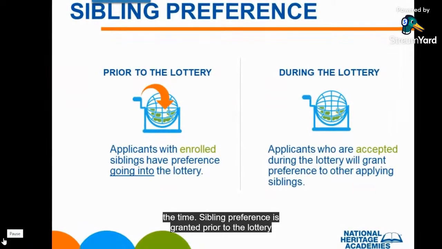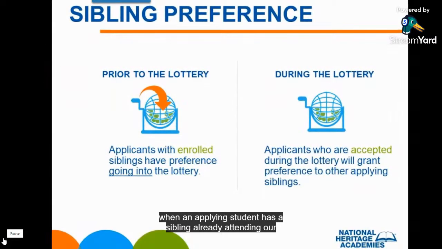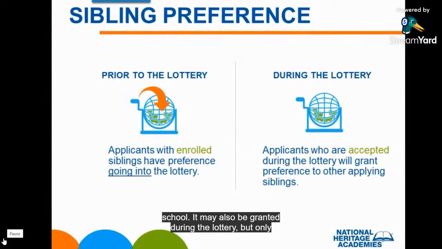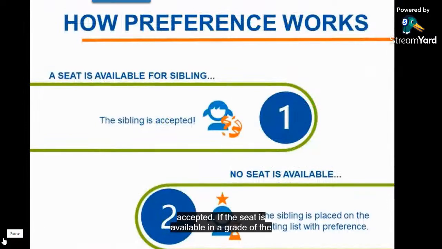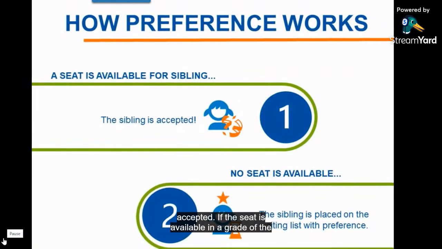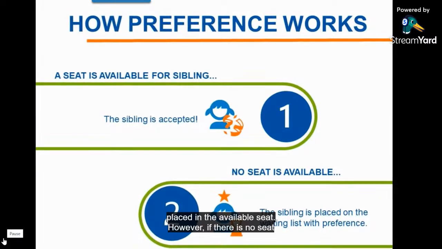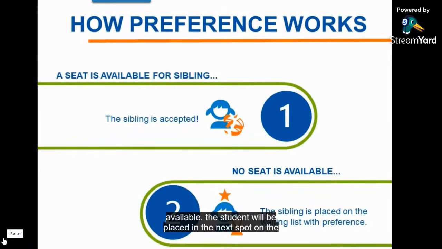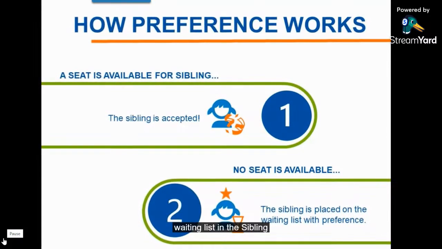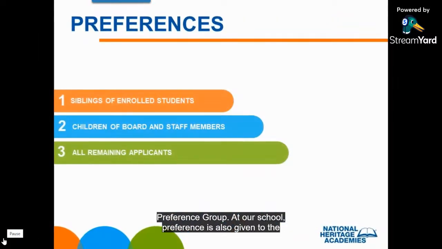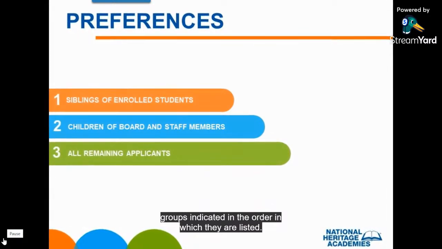Sibling preference is granted prior to the lottery when an applying student has a sibling already attending our school. It may also be granted during the lottery, but only when the student's sibling is accepted. If a seat is available in a grade of the student who is granted preference, he or she will be placed in the available seat. However, if there is no seat available, the student will be placed in the next spot on the waiting list in the sibling preference group. At our school, preference is also given to the groups indicated in the order in which they are listed.